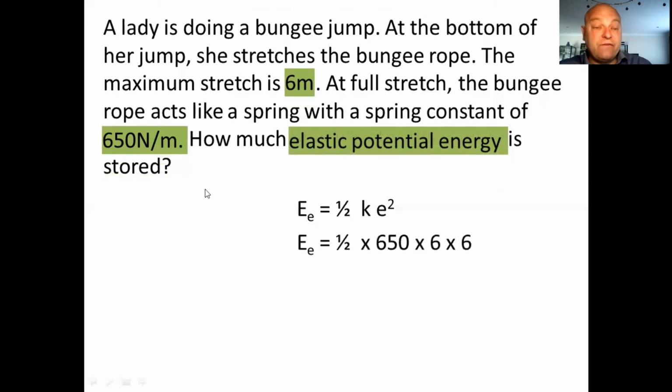So we can substitute those in. The 650, the spring constant. It's 6 times 6 because it's 6 meters times 6 meters because it is extension squared. Work that all out, 11,700. Of course, it's energy, so we need to add our unit, which is joules. You've got that right? Well done.